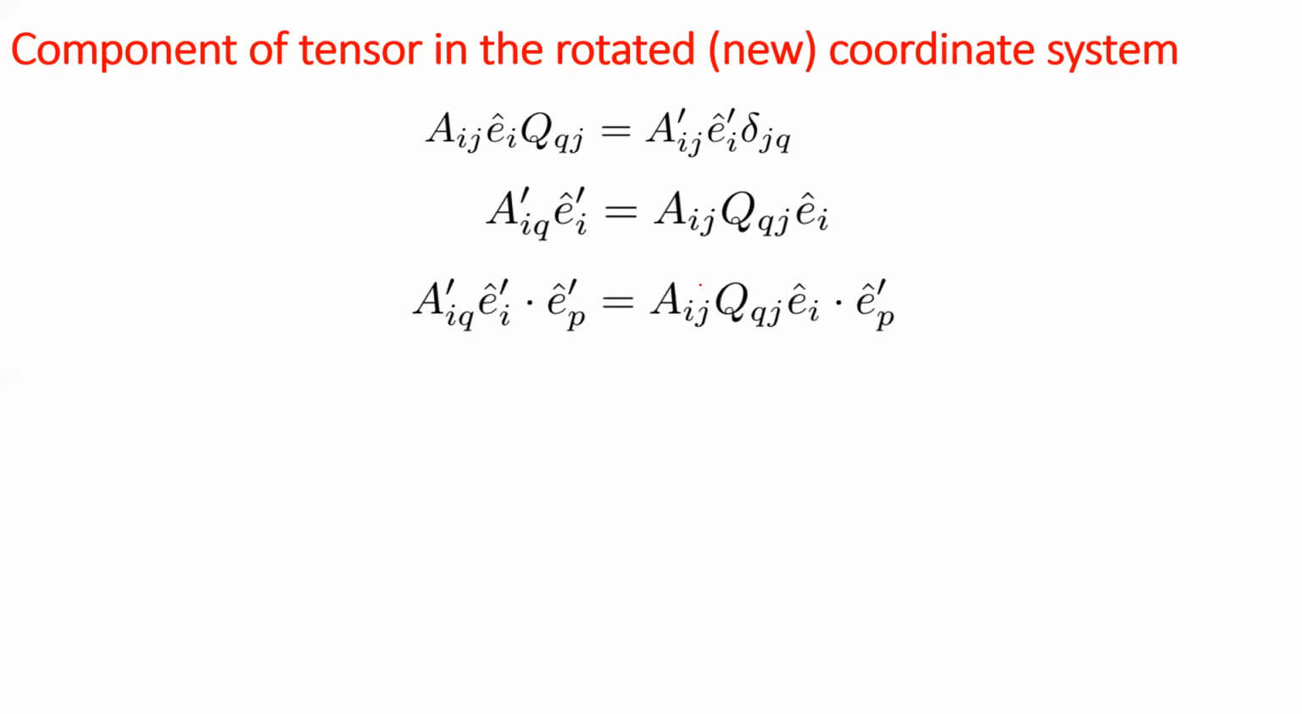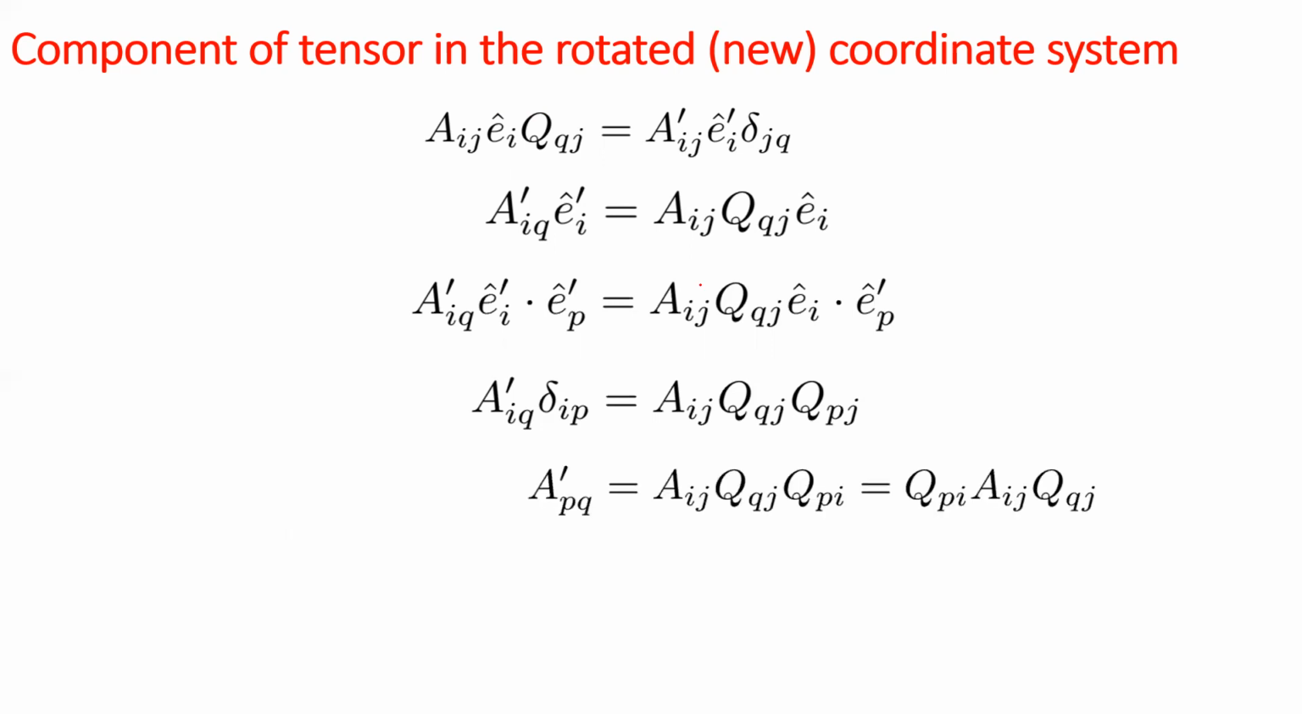And now I need to take the dot product with some vector in the rotated coordinate system. With time, you will skip all these steps and write them all together, but I thought we will do everything in detail. So I'm taking a dot product with a unit vector in the rotated coordinate system. Again, you get a delta ip, and likewise the right hand side will again simplify to that transformation matrix. And delta ip survives only when i equals p. So you have the new components of the tensor as this.